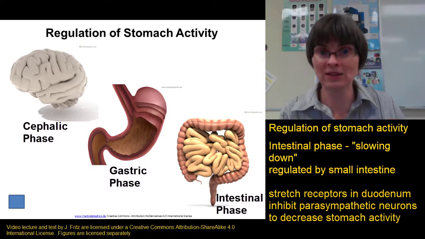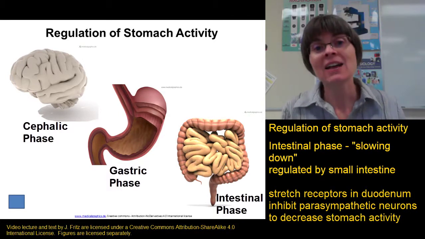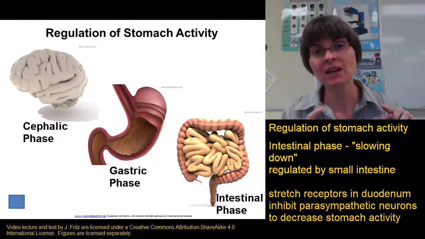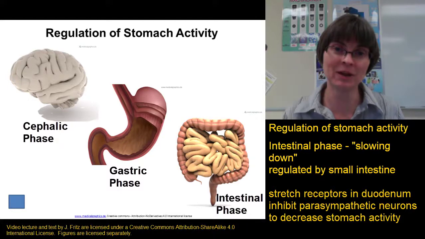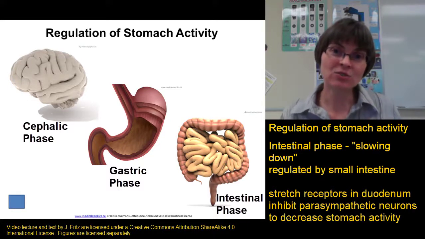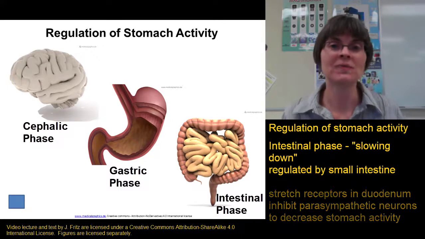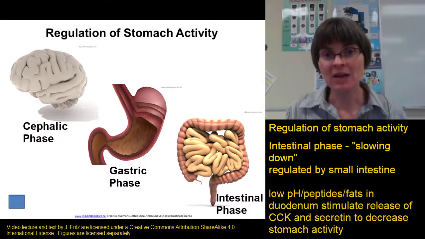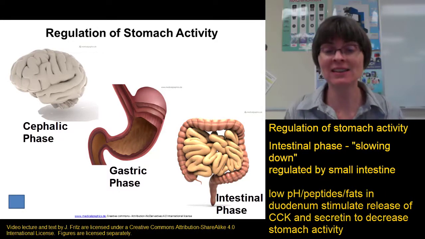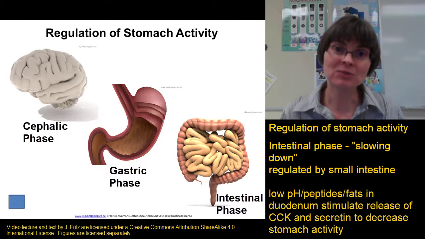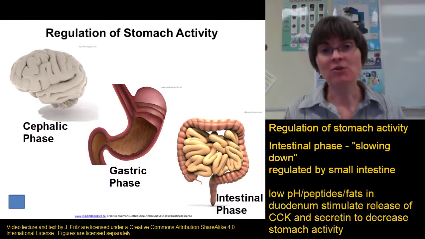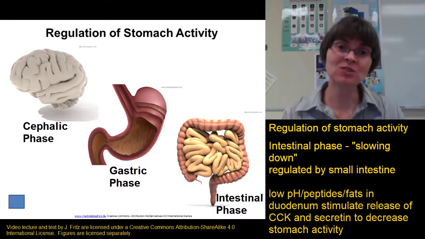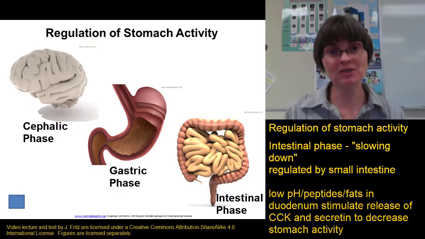It stretches the duodenum, the first section of the small intestine. That activates neurons going to the stomach to reduce stomach motility and reduce the amount of secretion into the stomach. In addition to the stretch, which activates the nervous system, the low pH of the chyme and the proteins and the fats in the chyme activate receptors that cause the release of hormones from the duodenum. Those hormones go through the body to the stomach, and they decrease stomach motility and they decrease stomach secretion.